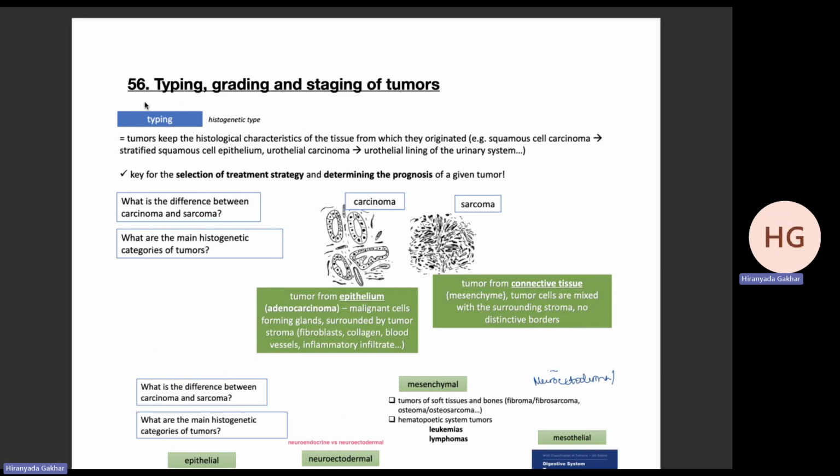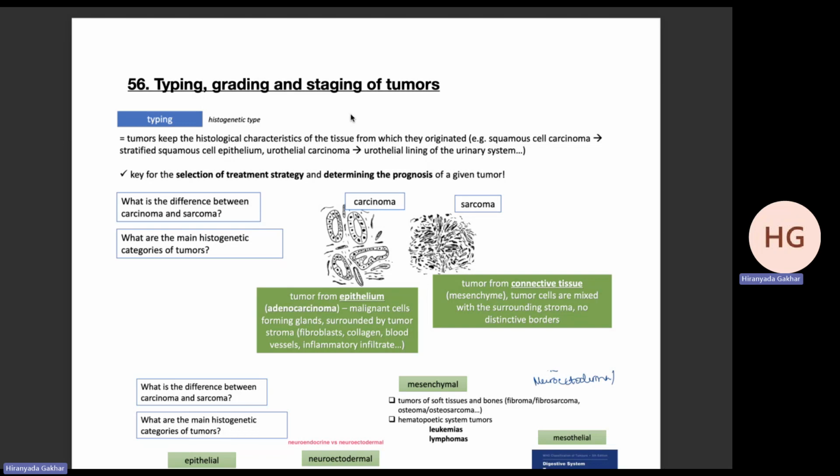Hello everyone. Today I'll be covering the topic of typing, grading, and staging of tumors. So, when you get this question, you divide this question into three parts, and I will start with typing.